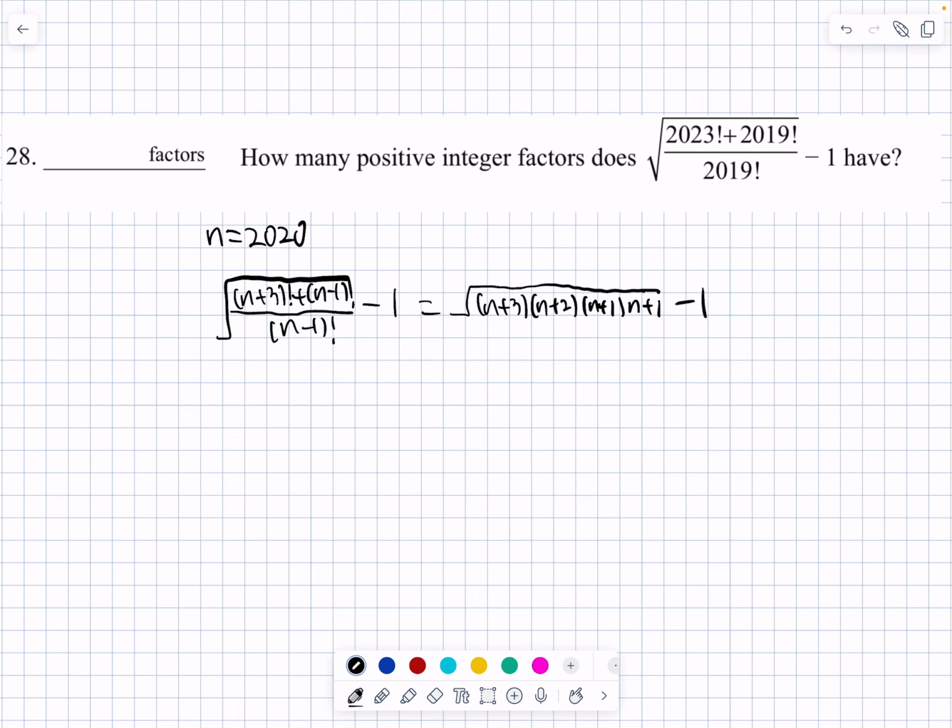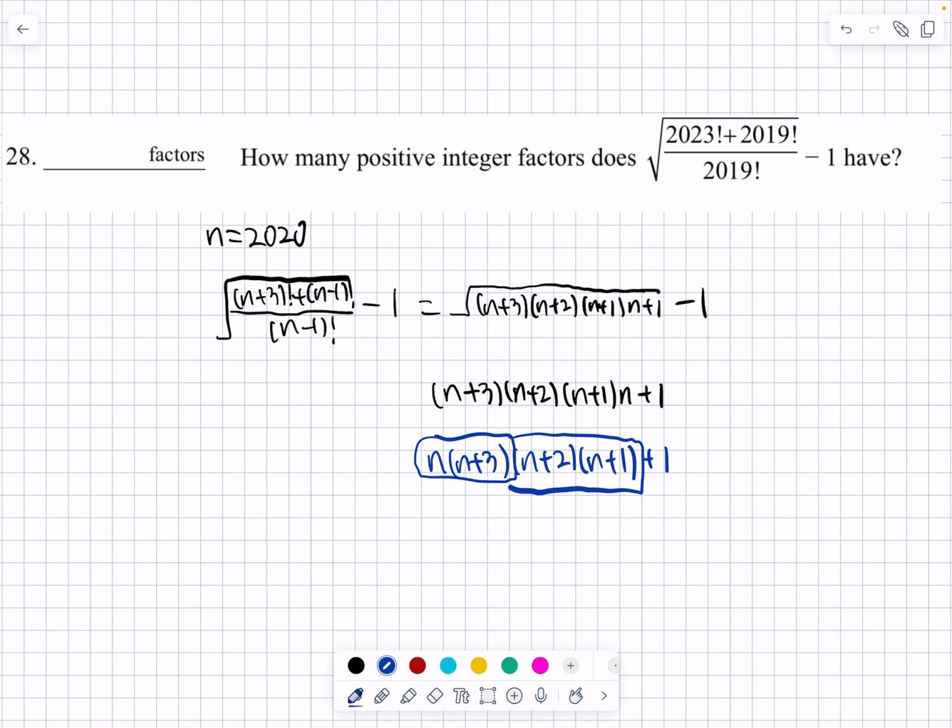Now we need to find a way to reform n plus 3 times n plus 2 times n plus 1 times n. There's a way to reform this equation. We put n and n plus 3 on one side, and we put n plus 2 and n plus 1 on the other side. If we multiply these, it will be n squared plus 3n times n squared plus 3n plus 2, and then add 1.